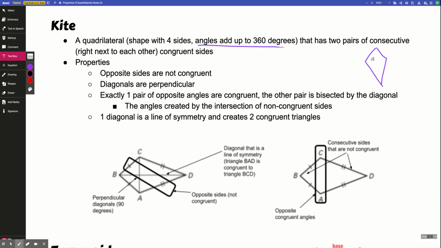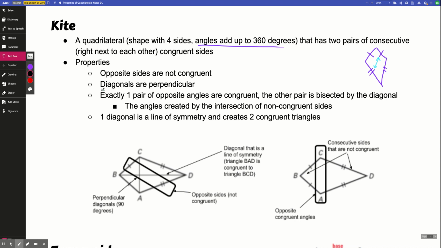Okay, a kite has 2 pairs of consecutive congruent sides. Meaning typically that you'll have a short pair of sides right next to each other that are congruent and a longer pair of sides right next to each other that are congruent. Sides that are opposite each other, which is like if you draw a diagonal connecting 2 sides, those are not congruent.